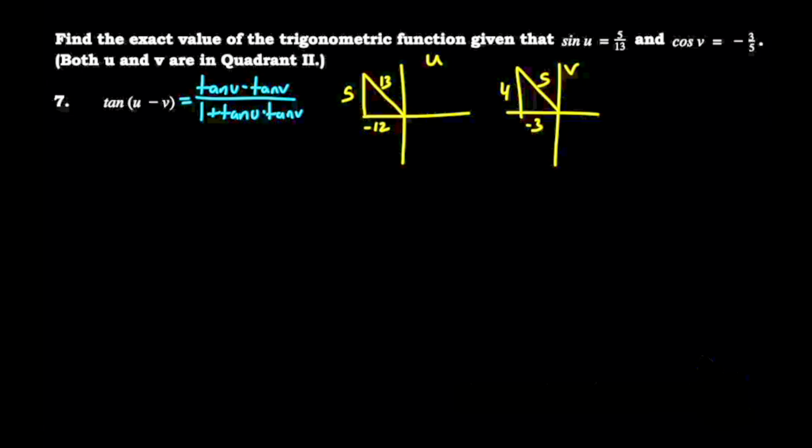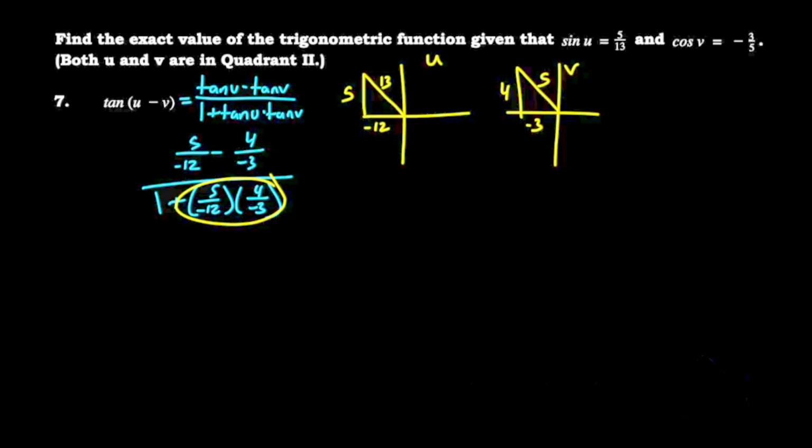So tangent of u would be opposite over adjacent, that would be 5 over negative 12, and then minus tangent of v, and then over 1 plus, and then those two tangent values multiplied together. So 5 over negative 12 times 4 over negative 3. So let's just be careful with all of these negatives. The first thing is when we multiply these negatives in the bottom together, those will both just become positive. So we've got all positives in the bottom.